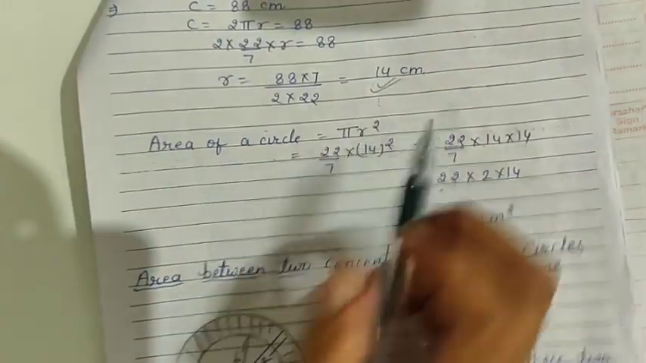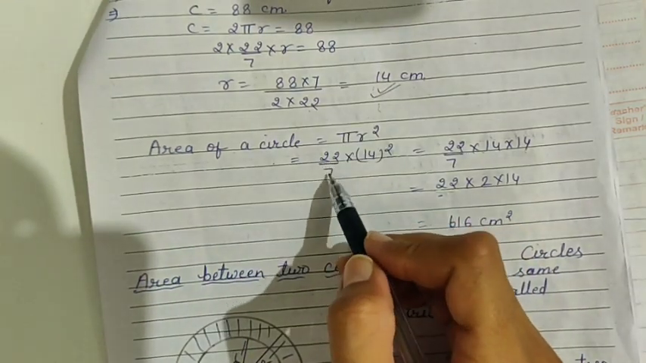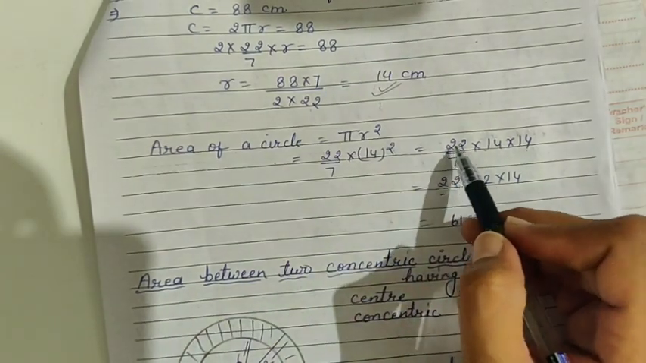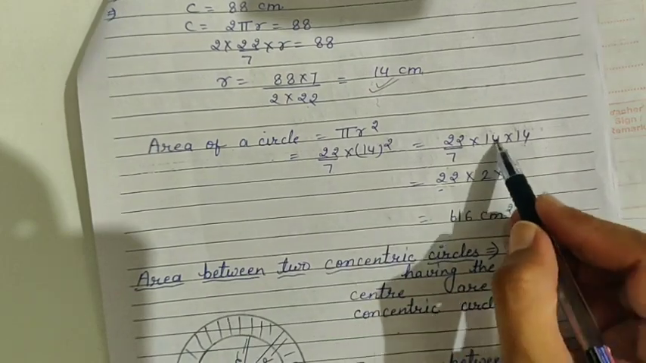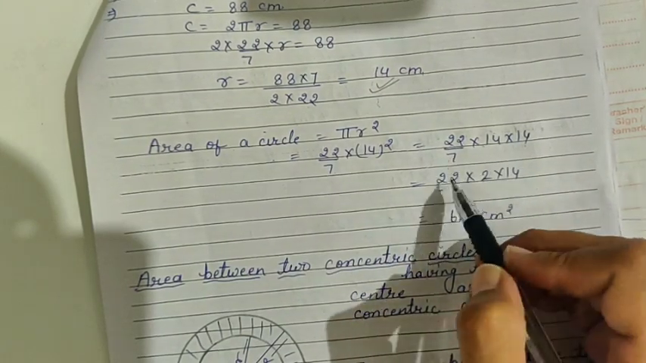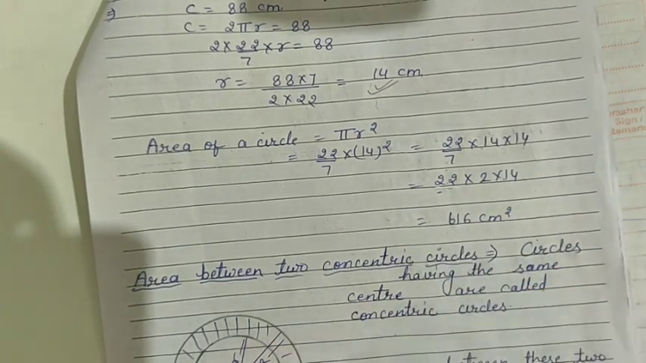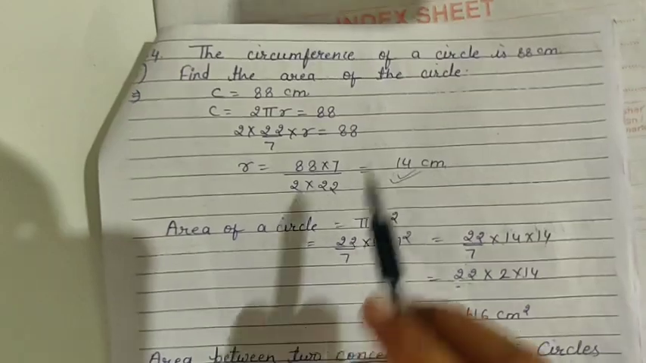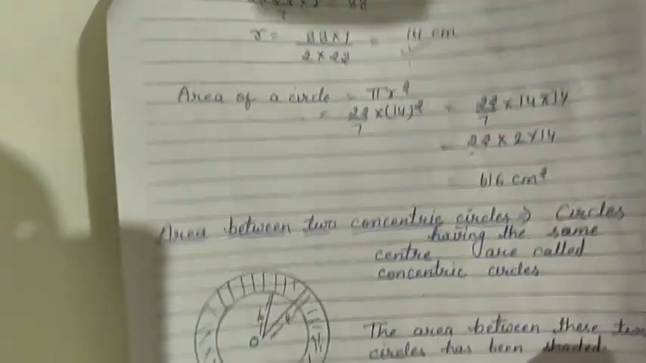Now the area of a circle is pi r square. So pi is 22 upon 7 into 14 square, which is equal to 22 upon 7 into 14 into 14. 14 is divided by 7 2 times. So 22 into 2 into 14, which is equal to 616 centimeter square. So the area of this circle is 616 centimeter square.